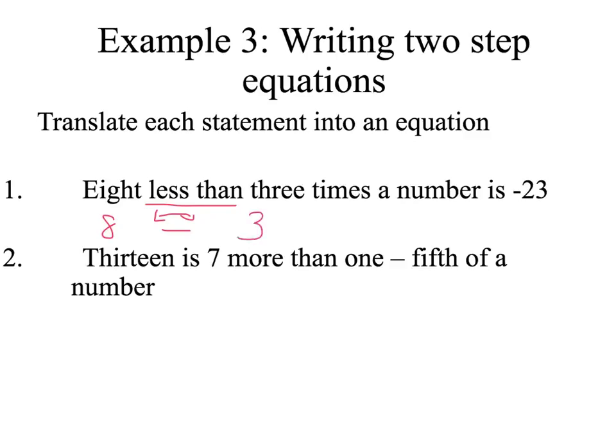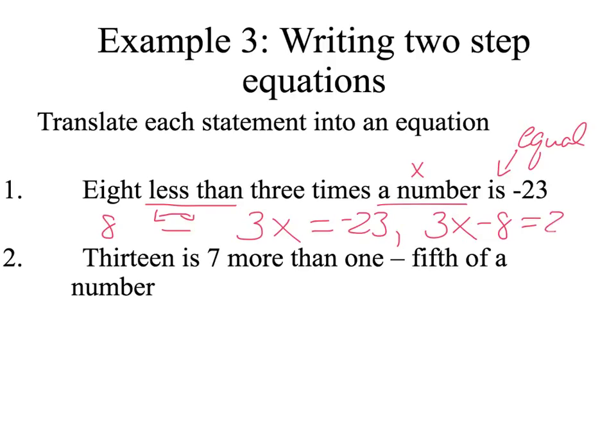Then I have 3, and it says times a number. Well, the number is the thing I'm missing, so let me give that X. And times means multiplication, so that's going to be 3x. Is always your equal sign. So equals negative 23. Now, I'm not done yet, because if you remember, that less than means I need to flip it. So it needs to be 3x minus 8 equaling negative 23.